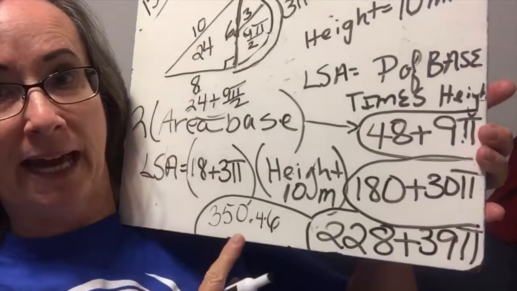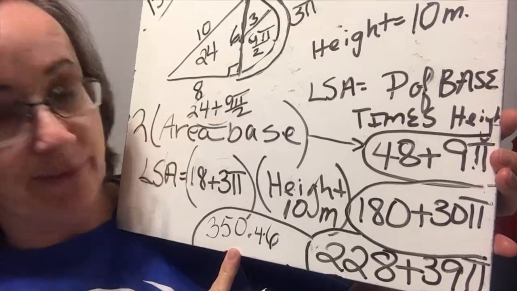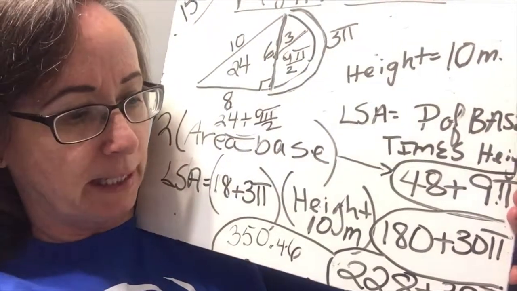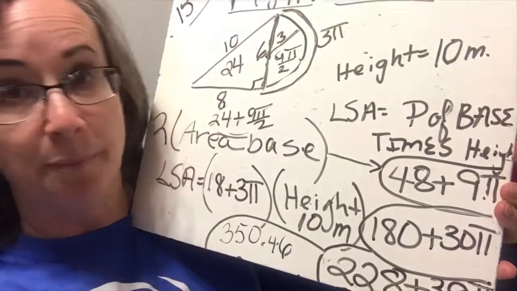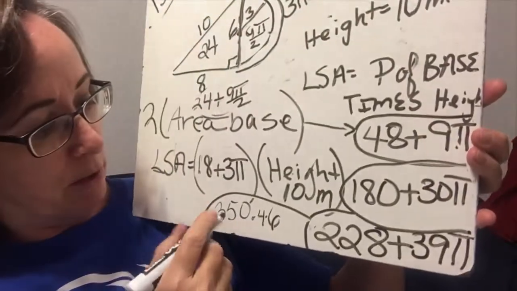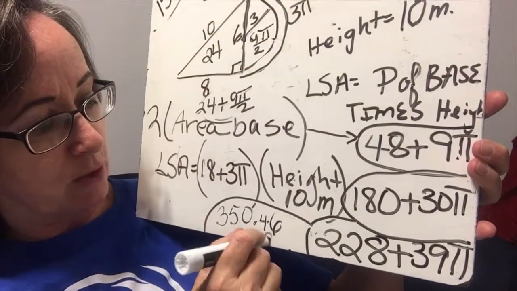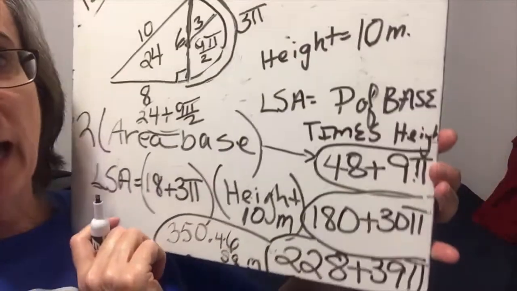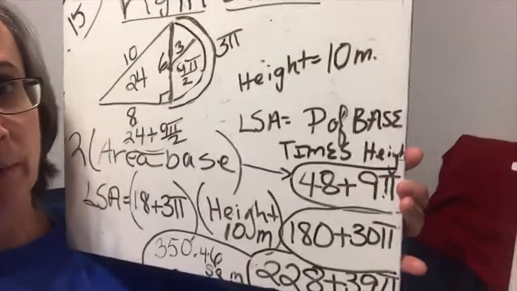Okay, so I went and calculated and got 350.46, and that is going to be, they say the dimensions are in meters, so that is going to be 350.46 square meters. Okay, now let's just recap this whole problem because it's kind of a big one here.